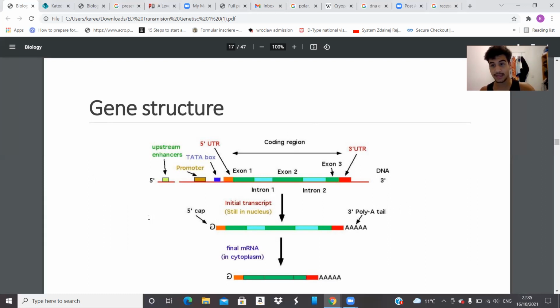You don't need to know much about this slide. But if you're curious, introns and exons, what that means is exons are the parts that are expressed.